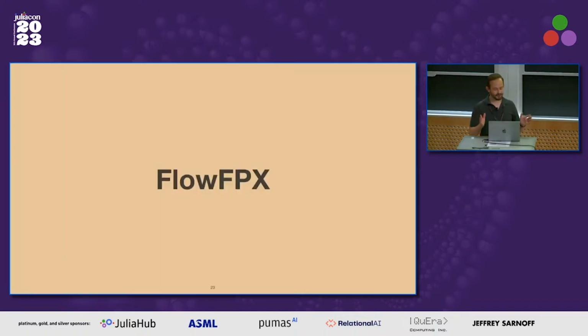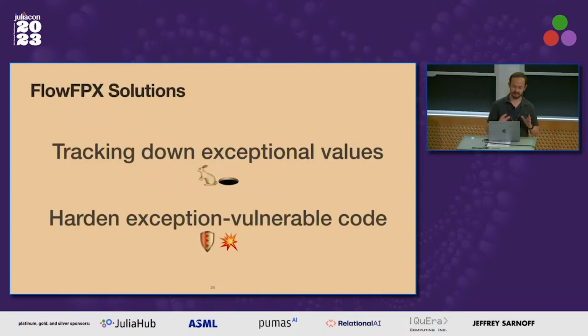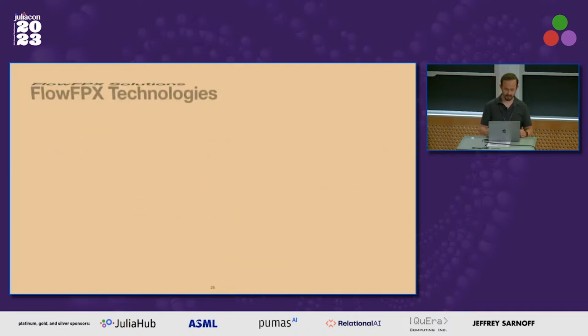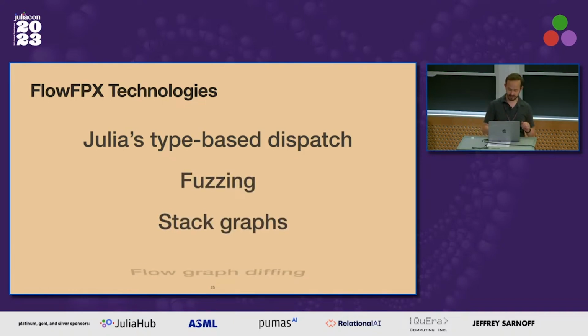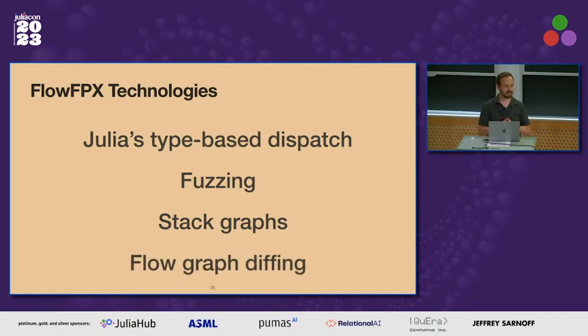So onto our tool set, FlowFPX. FlowFPX can help you solve these problems of tracking down exceptional values, but we also provide tools to help you harden your code so that you're less vulnerable to when those exceptional values can crop up. We use a variety of different technologies to make this work. We lean heavily on Julia's type-based dispatch. We do some fuzzing, and we have stat graphs, and we also do a little bit of flow graph diffing. More on all this later.